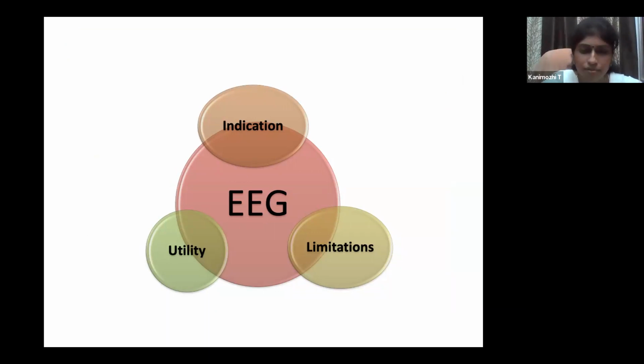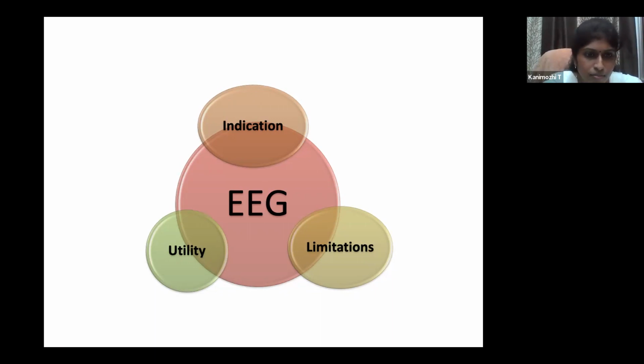And EEG. Virtually every child with an unexplained seizure or recurrent seizure should have an investigation, and the investigation that we are going to do in this scenario is to first do an EEG, or electroencephalography.